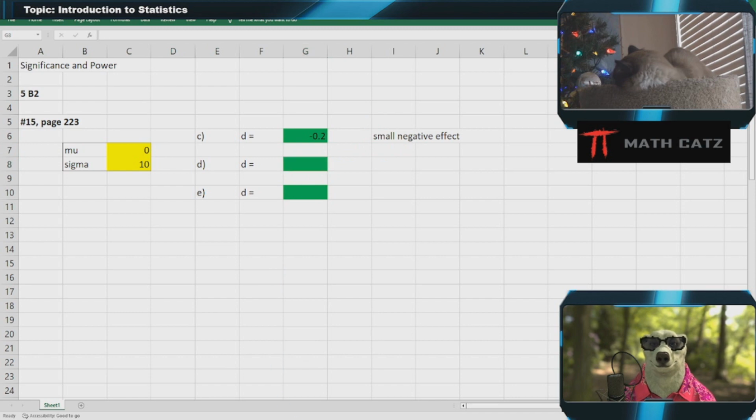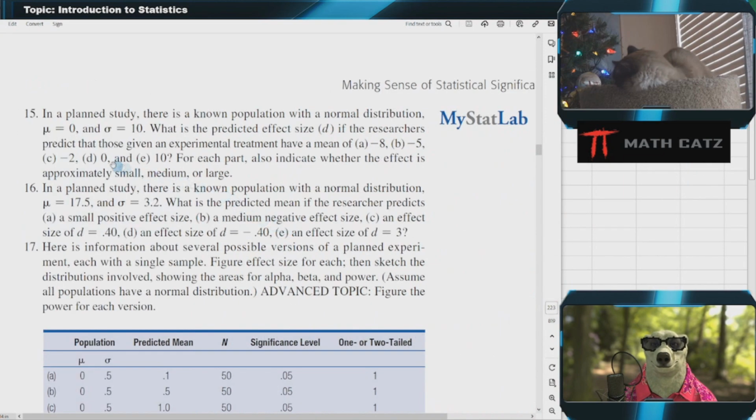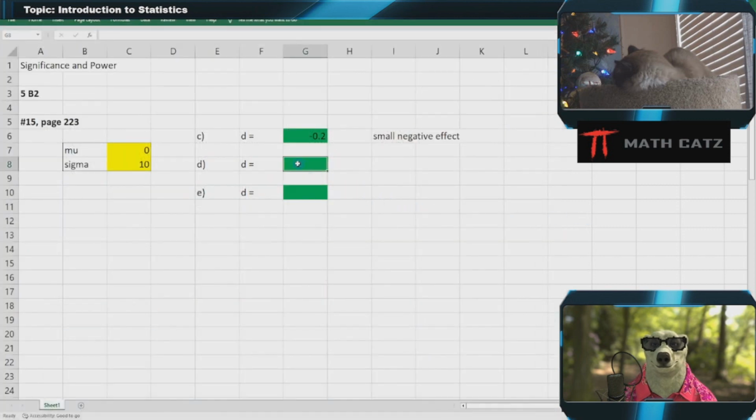In D, let's remember what was the predicted mean. Oh no, I'll go back to page 223. D is 0, so I expect it to be 0, of course, but let's do the calculation anyway, just for practice, in case you need to practice the spreadsheet. 0 for the predicted mean, and minus mu, close my bracket, divided by the sigma number. And of course I get 0. So we could say here, no predicted effect, or very small.